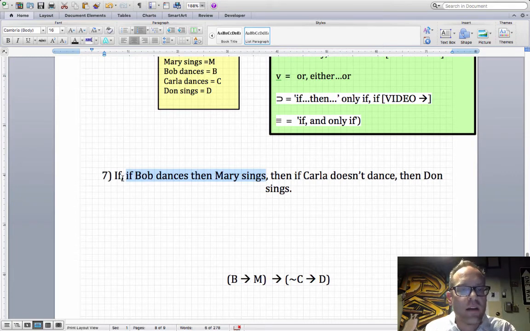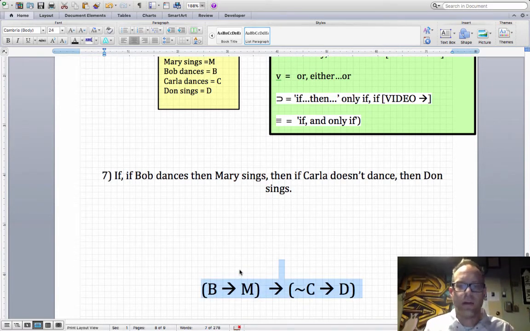But this word right here, if, tells us this operator right here is going to be an arrow, which it is. So if Bob dances, then Mary sings, then if Carla doesn't dance, which is not C, then Dawn sings, D. And here is your translation.